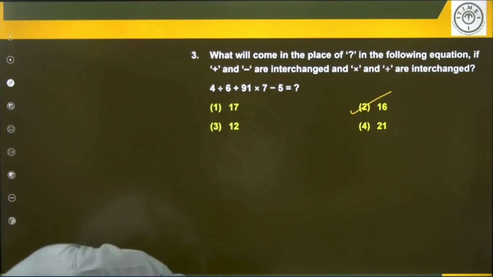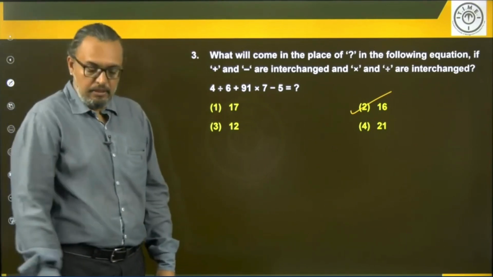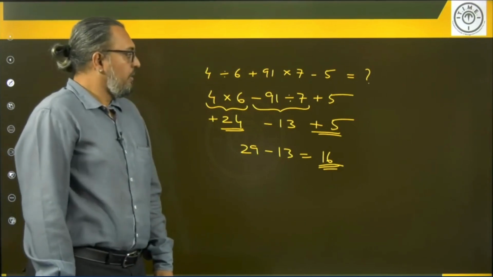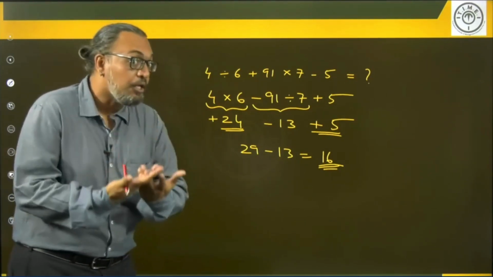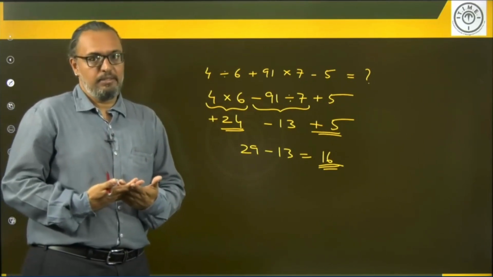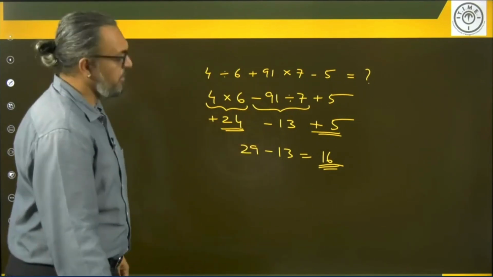16 is available in choice 2. So the process is the same. You just need to gain confidence in calculations being done manually, orally. And the order of operators has to be remembered.